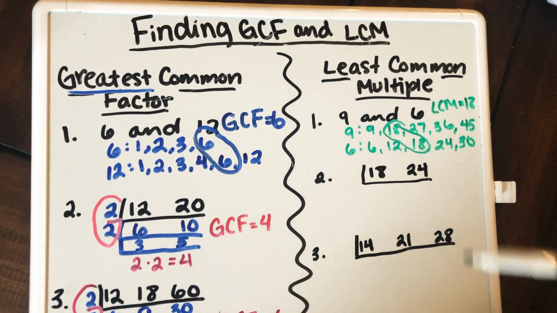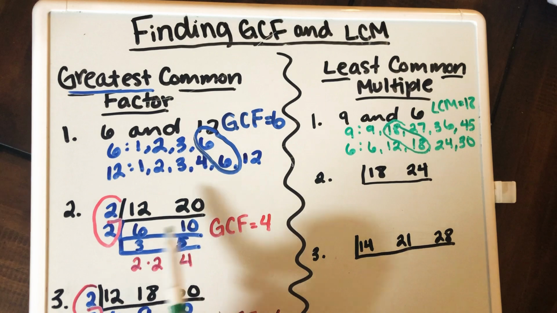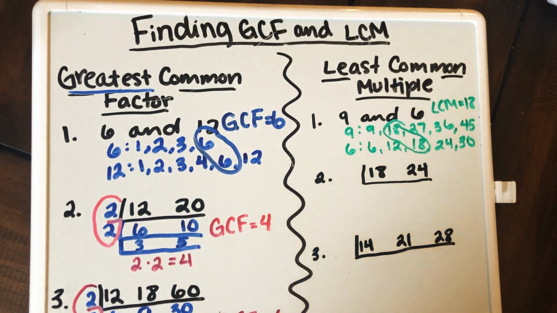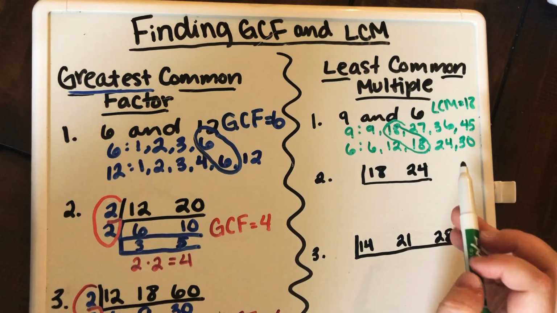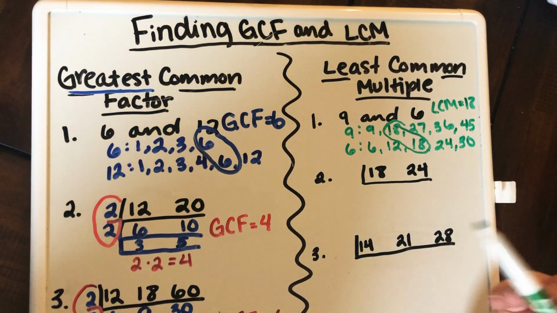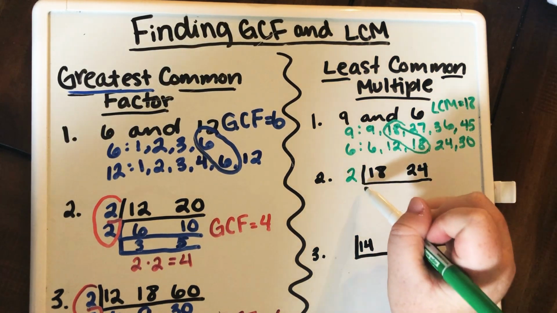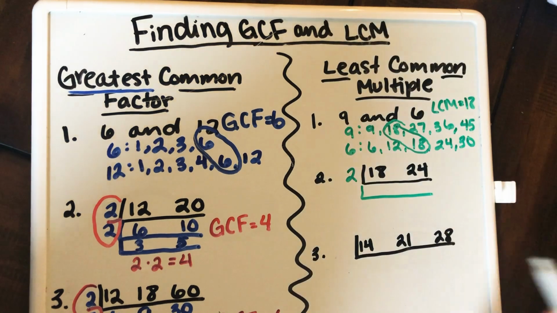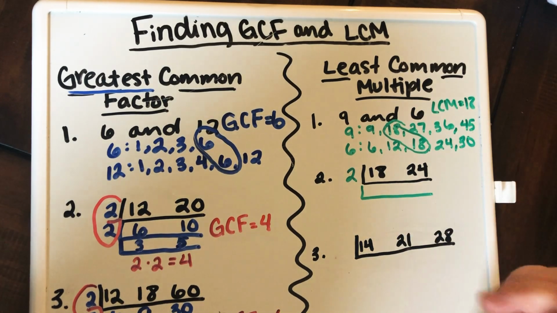For LCM, you also use the ladder method. It is the exact same process as what we did over here for GCF. So we'll just jump right into it since we already kind of covered how to do it. Think about your divisibility rules. First thing that jumps out to me is that they are both even, so it's a good thing to start with a 2 if you don't have any other clue on how to start. 2 is always a good place if you notice that both are even.